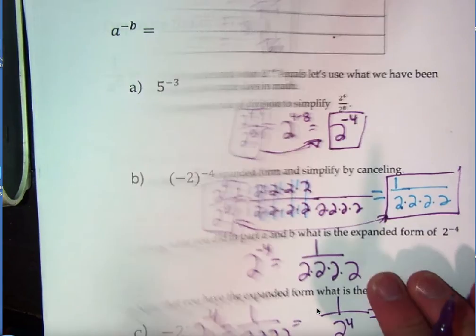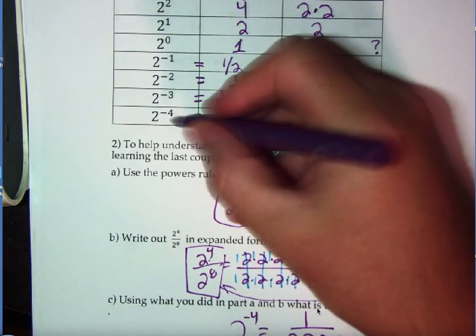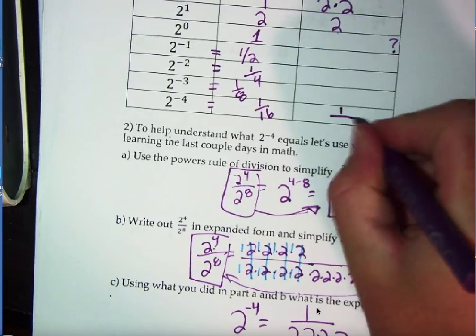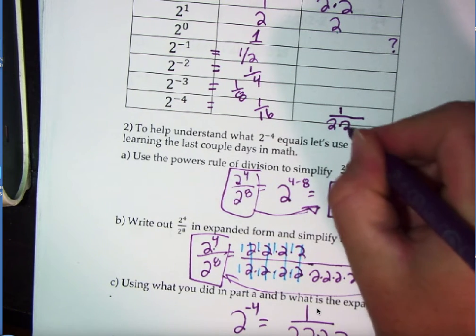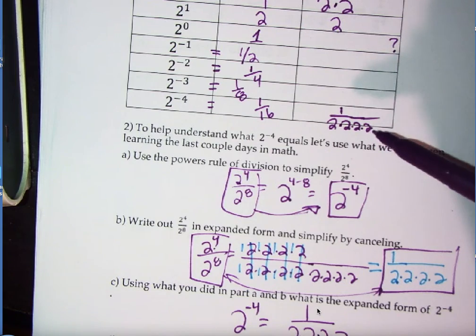So I think we read it. Okay. It's a lot of processing. I'm going to go back and fill the table. So 2 to the negative 4th is 1 over 2 times 2 times 2 times 2. 4 copies of 2 in the denominator.